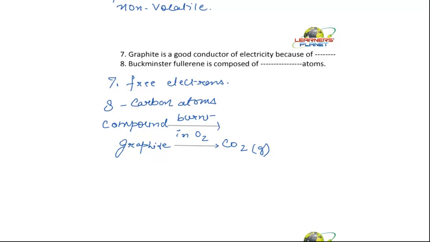Likewise, this Buckminster fullerene, when it is burnt in air, what gas is formed? It forms only carbon dioxide and no other residues are there. So it is composed of carbon atoms. Likewise, if diamond is burnt in air at very high temperatures, what is the product formed? It is again carbon dioxide. Okay, so Buckminster fullerene is composed of carbon atoms.